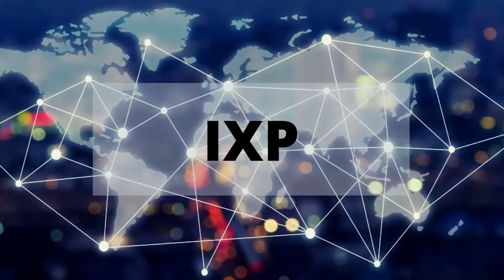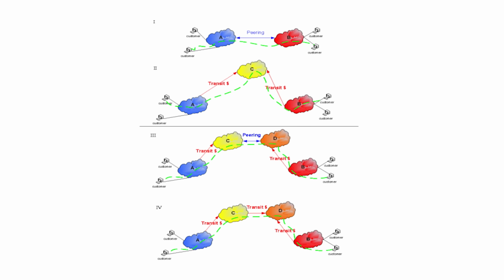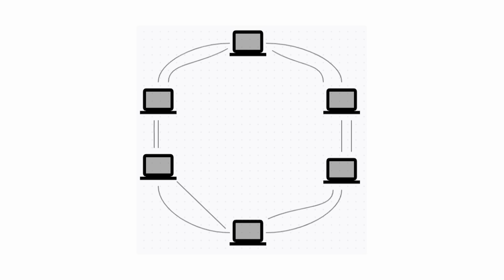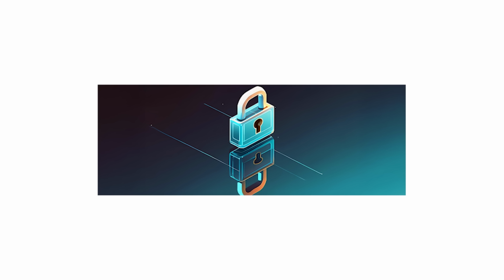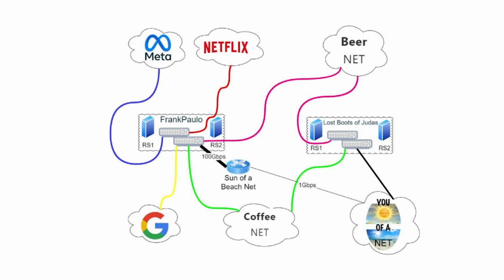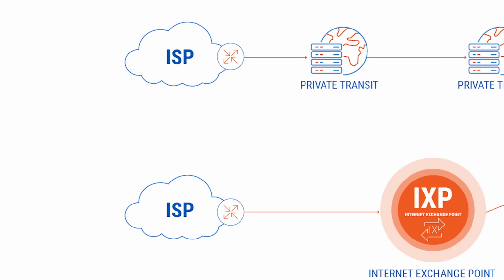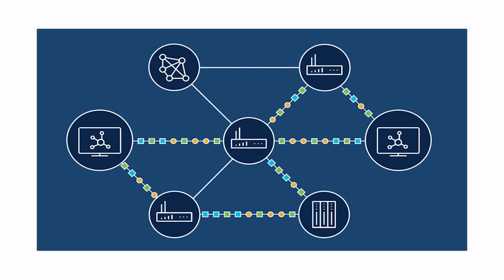IXPs also make the internet more resilient. If one path between networks goes down, traffic can reroute through different IXPs or different peering connections. The more interconnection points exist, the harder it is for any single failure to break connectivity. But IXPs don't make decisions about what traffic is allowed or where it goes. They provide the physical switching infrastructure and the neutral space, but the individual networks decide their own routing policies and what they'll accept from whom.